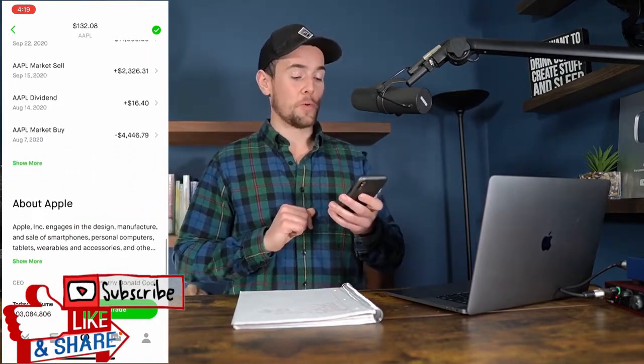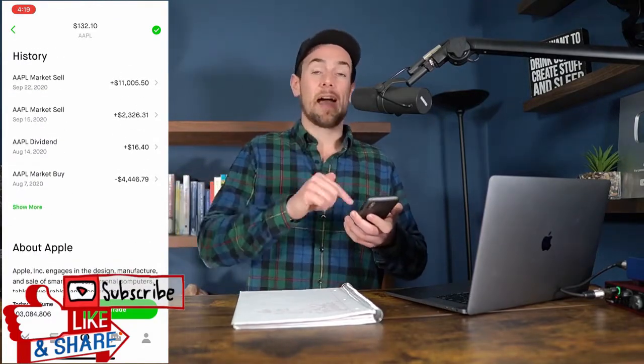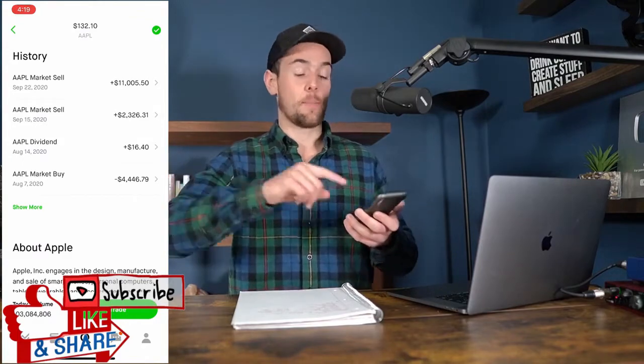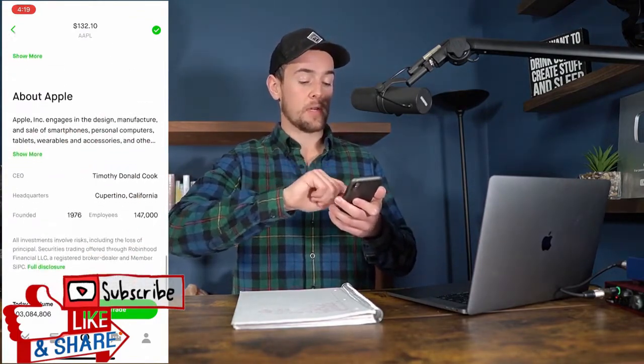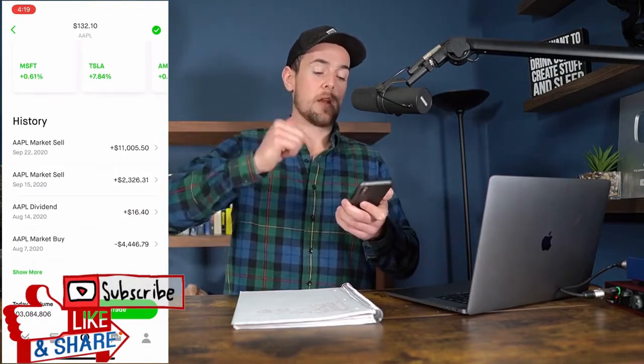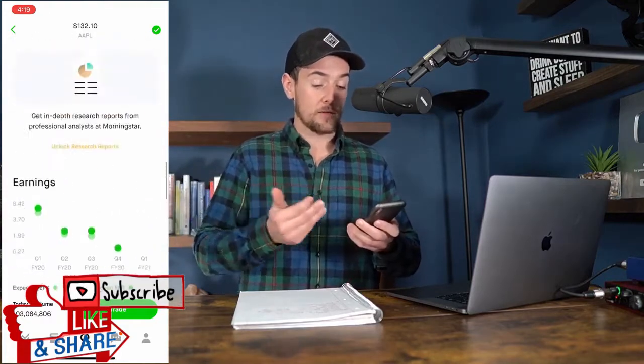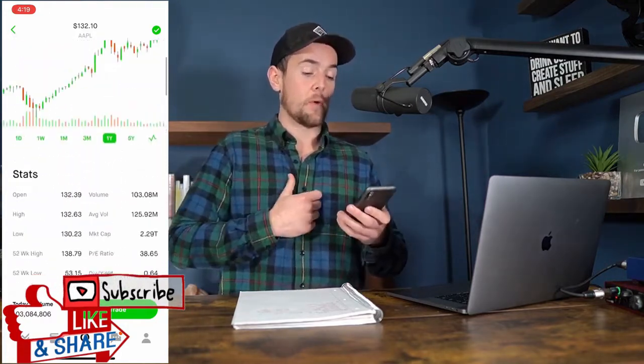There's also history here, which shows you guys that I have owned Apple in this portfolio in the past. So if you've owned a stock in the past, that's going to show up down here. There's an About section that tells you more about Apple. And then, of course, you have the trade button if you want to purchase or sell your shares. But there are a lot of great research tools right here within Robinhood.